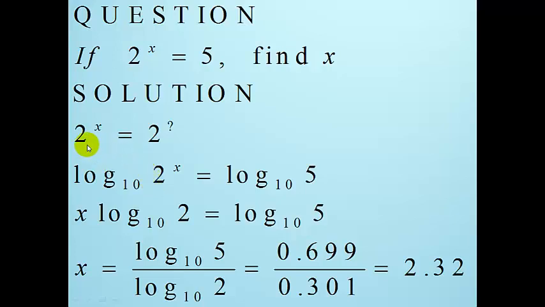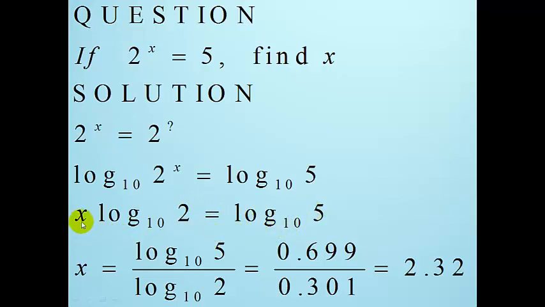Now we take logarithm to the base 10 of the left hand side. And so we have log 2 raised to the power x to the base 10 is equal to log 5 to the base 10. Now, according to the third law of logarithm, the exponent x can take its position before the logarithm. So, log 2 raised to the power x to the base 10 can be expressed as x log 2 to the base 10. And the x is no more here again. This is equal to log 5 to the base 10.